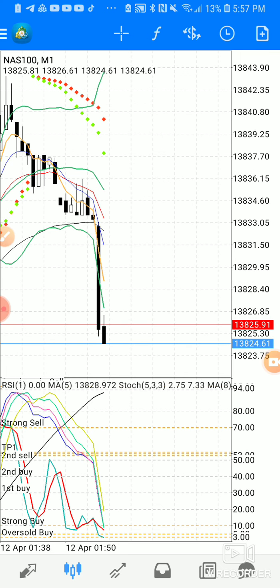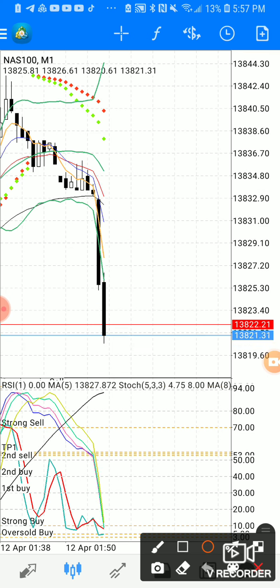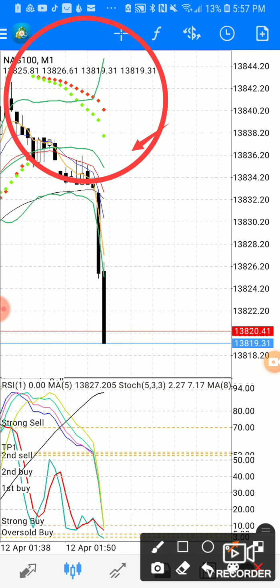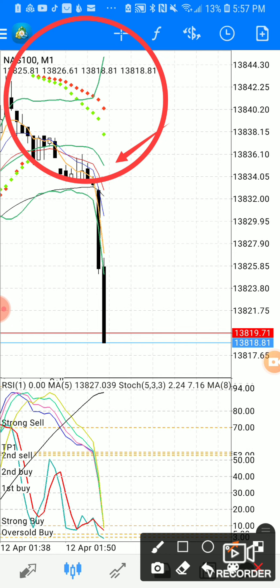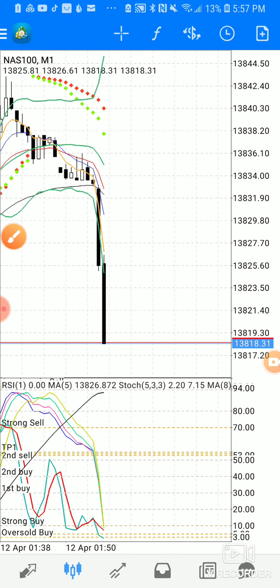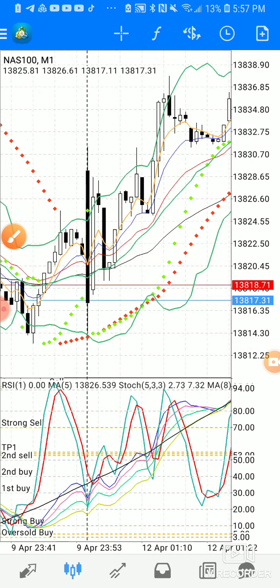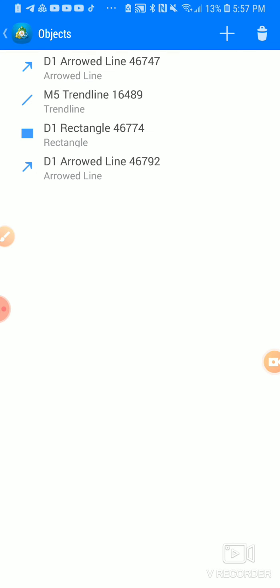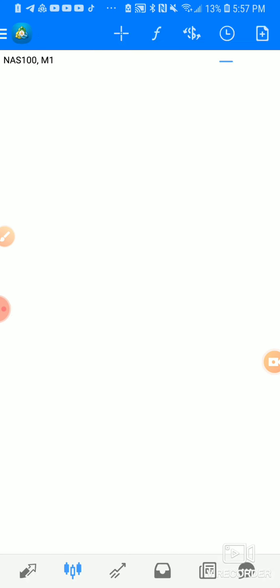Now, the parabolic SARs are up here. Look at them. You see this? Very important, guys. What I foresee, I'm going to look to my left. At some point, let's see what we're going to do.